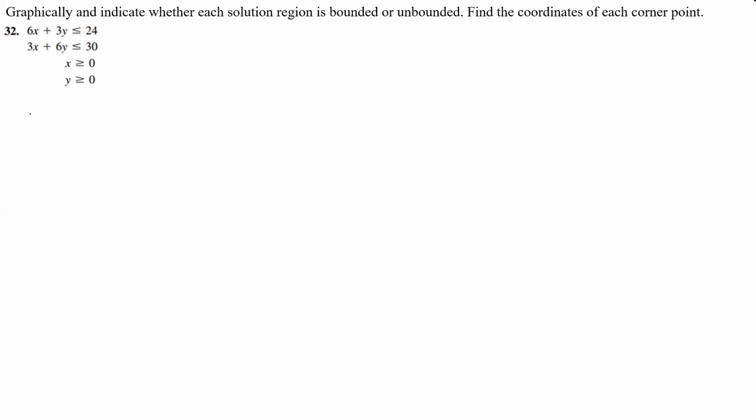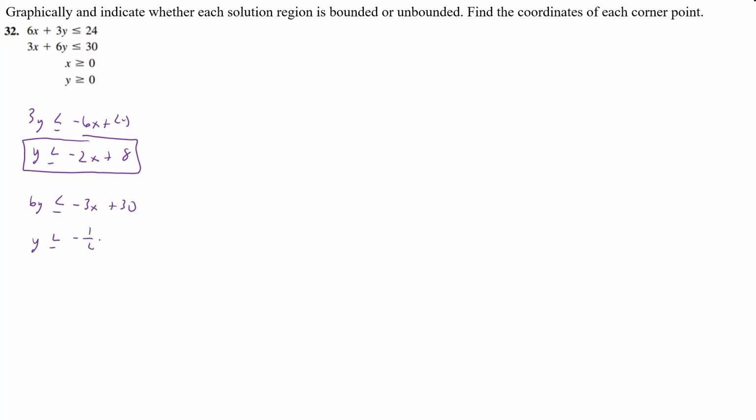So we'll have 3y less than or equal to minus 6x plus 24. Divide by 3: y less than or equal to minus 2x plus 8. So that's going to be our first inequality that we can graph easily. The other one, we have 6y less than or equal to minus 3x plus 30. Divide by 6, we get y less than or equal to minus 1 half x plus 5. So now we've got our second inequality, and now we can plot both of those.